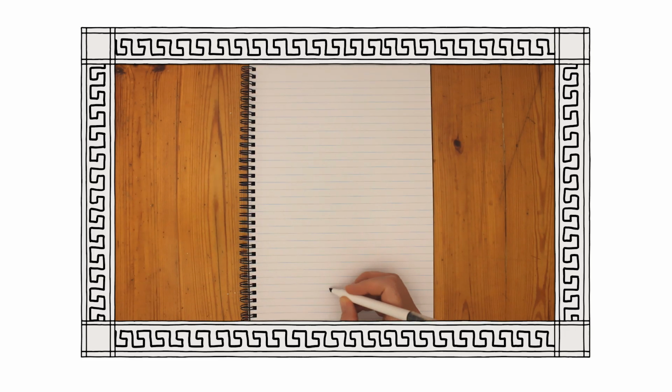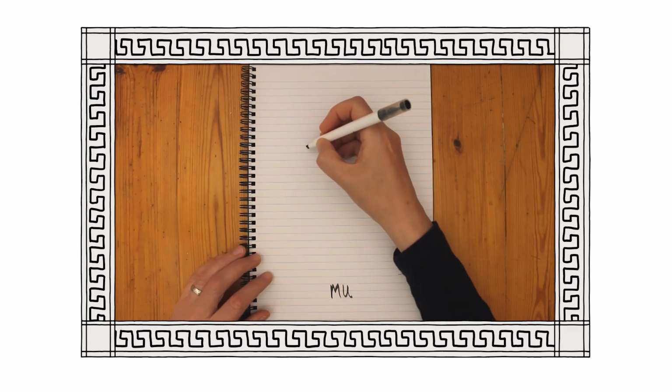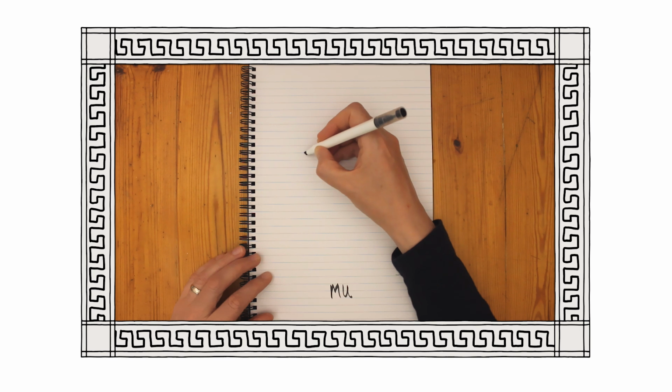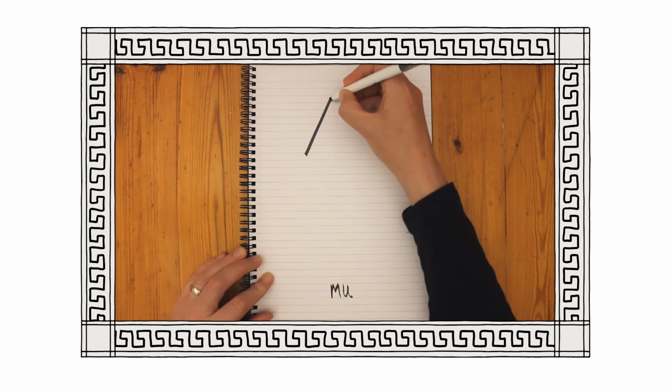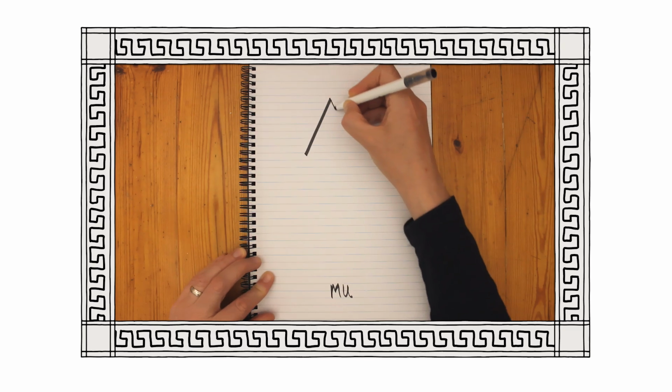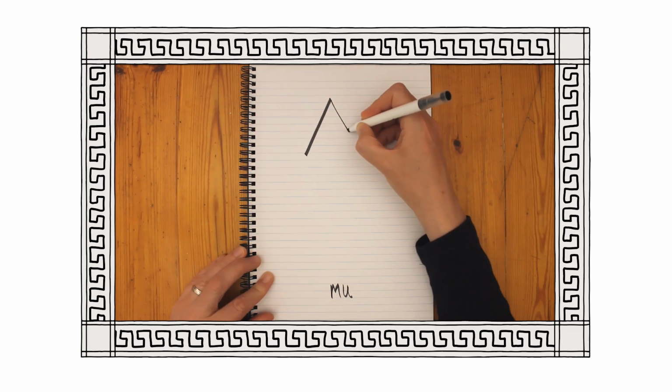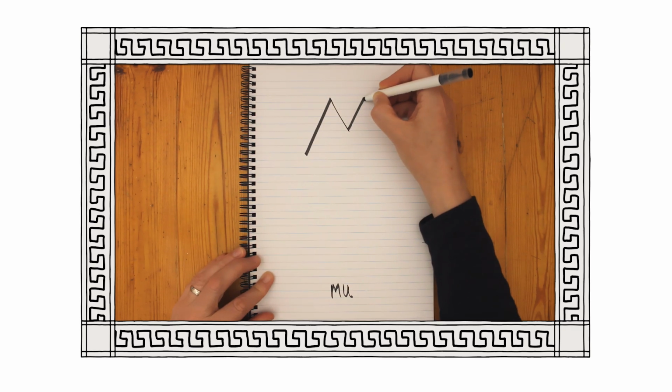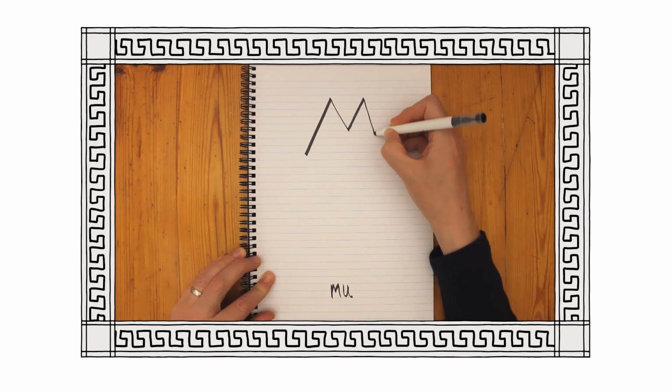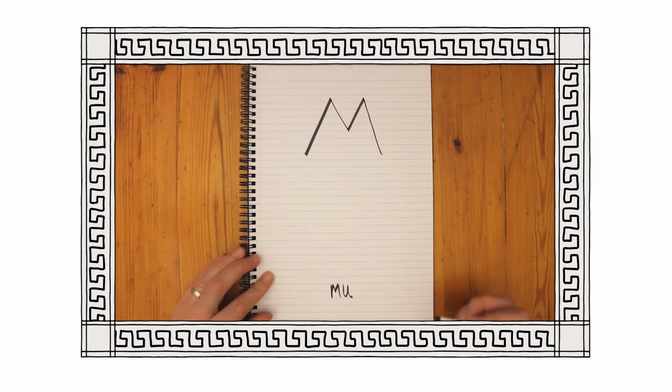Next up, mu, for the M sound. Uppercase mu looks just like the English capital M. Start bottom left, draw a diagonal line to top left, go diagonally down and right to the middle, then diagonally up towards top right. From there, draw a diagonal line to bottom right.